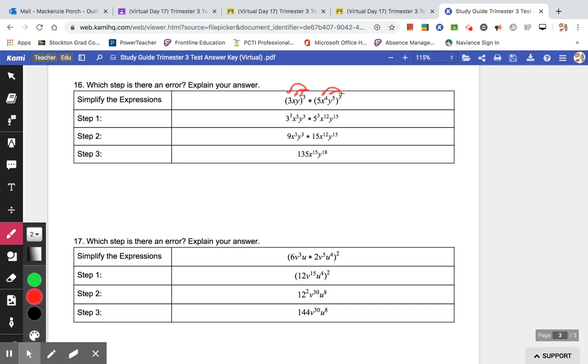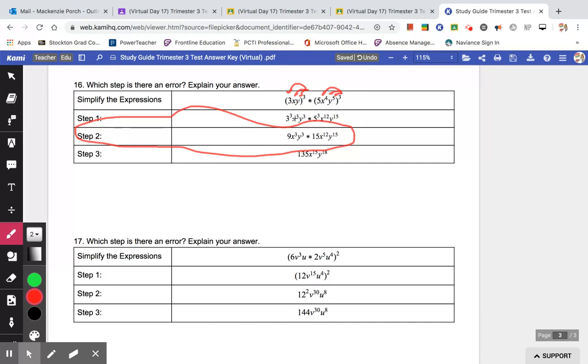So you don't have to do this on your review, but just to show you that's what happened from here to here. So the next thing that you see the difference is instead of 3 cubed, they wrote 9. And instead of 5 cubed, they wrote 15. But everything else is copied down. So this is actually where the error occurs in step 2.